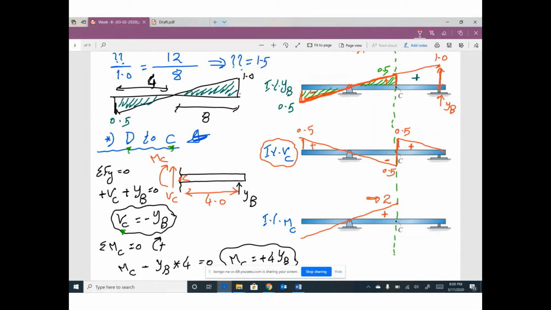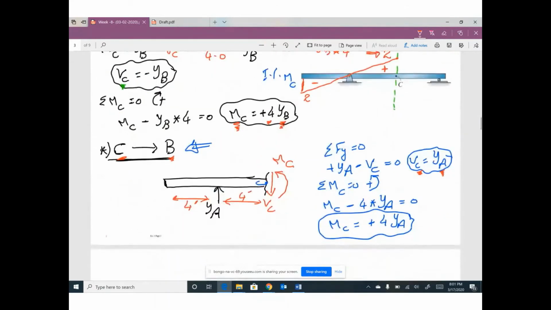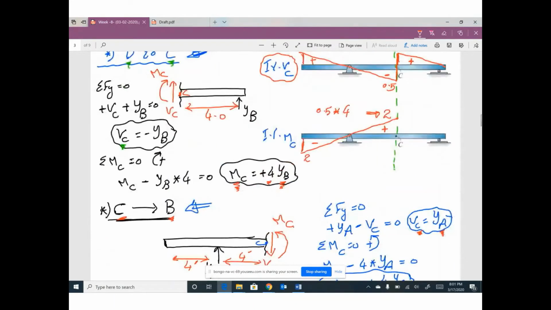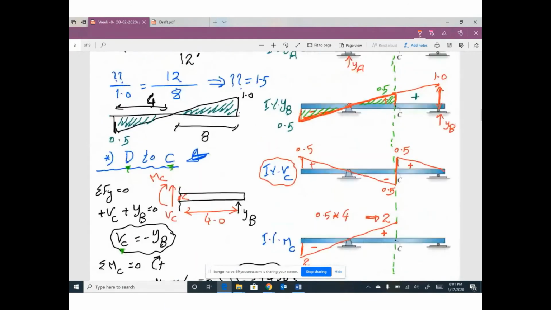2, because you multiplied 0.5 by 4. And this value is negative 0.5, will remain negative, but this value will be 2. First trip. Second trip, your value of moment equal YA times 4 from C to B.